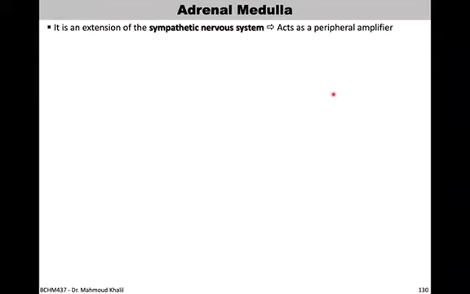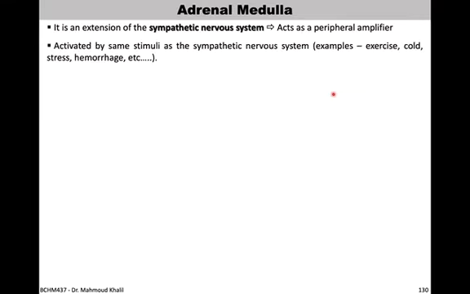Let's focus now on each region, first the adrenal medulla. As we said, it's an extension of the sympathetic nervous system, so it acts as a peripheral amplifier to the signal. It is activated by stimuli like the sympathetic nervous system, for example exercise, cold, stress, and hemorrhage. All these behaviors lead to overstimulation and need a lot of the hormone responsible for increasing the response of the individual.